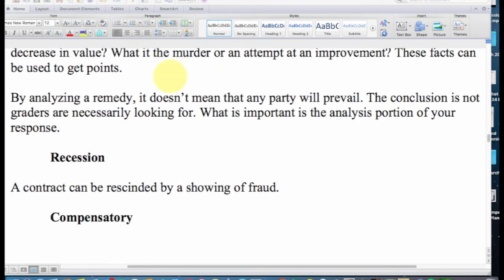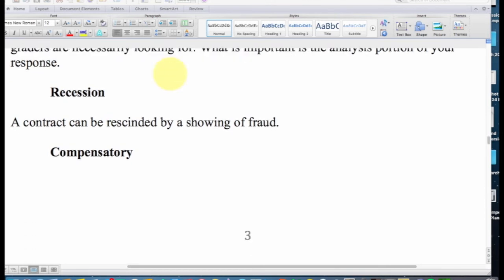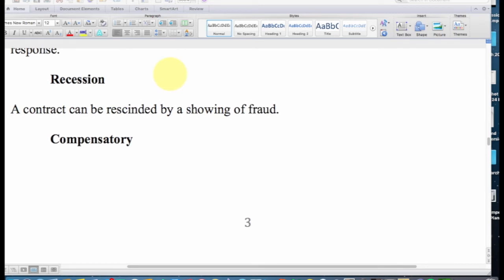And by analyzing the remedy, I want to say this. It doesn't mean that any party will prevail. And the conclusion is not something that the graders are going to focus on or give more weight than the analysis. And I keep saying this, that the analysis is going to determine the bulk of the points that you will receive. Rescission, you have to address that. That would have been helpful when there's fraud, and one of the remedies there could be rescission.